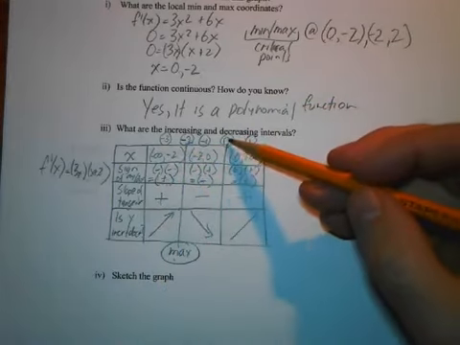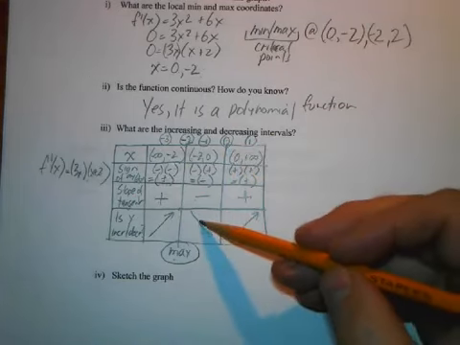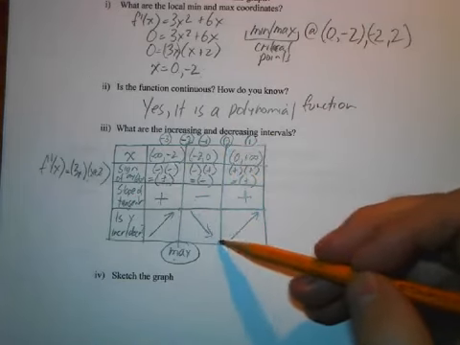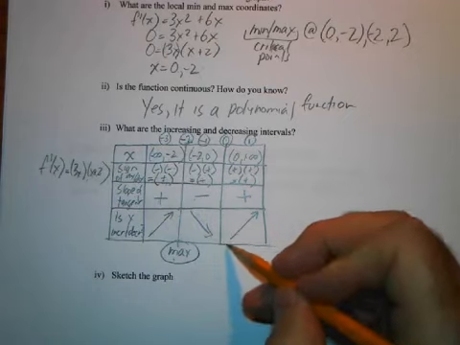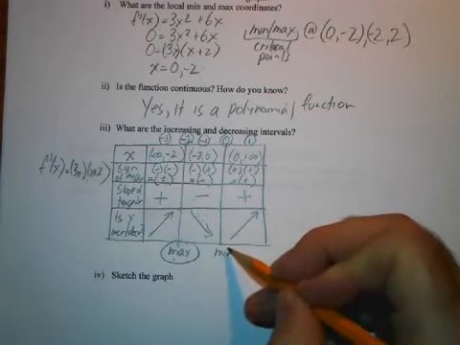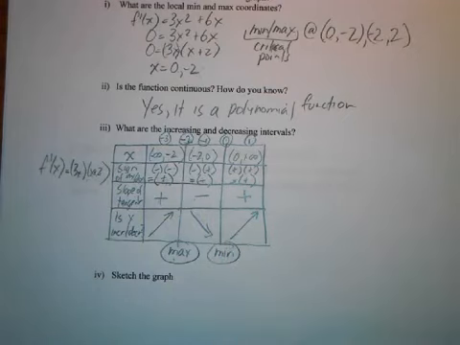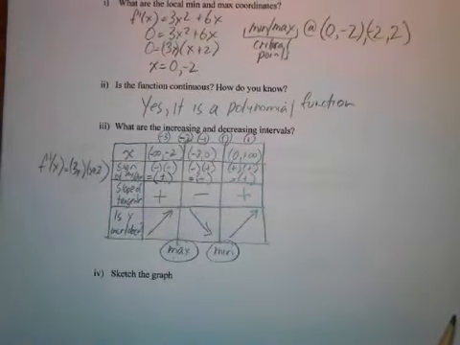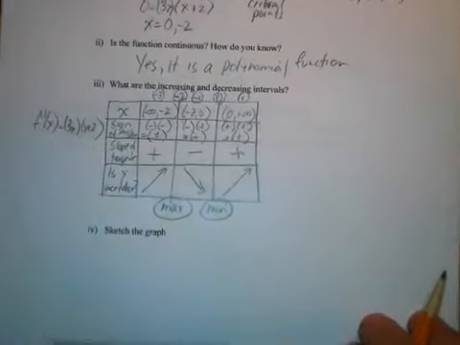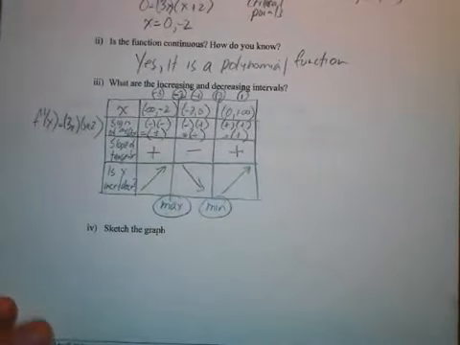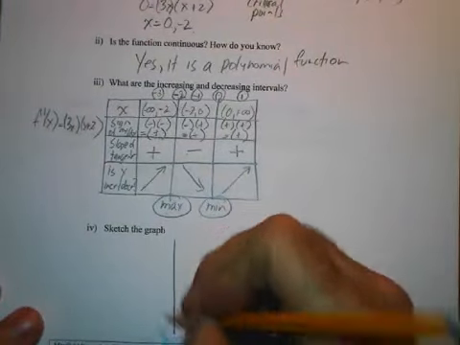Okay, same idea for this critical point at 0. You can see to the left it's decreasing, to the right it's increasing. That means here this is going to be a local min. Okay, and that's where that becomes useful. Okay, and then finally just a sketch. Okay, and this is just a sketch.